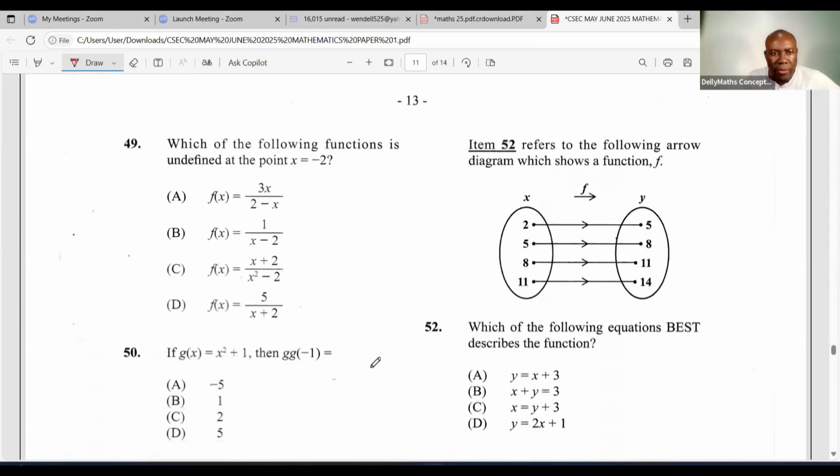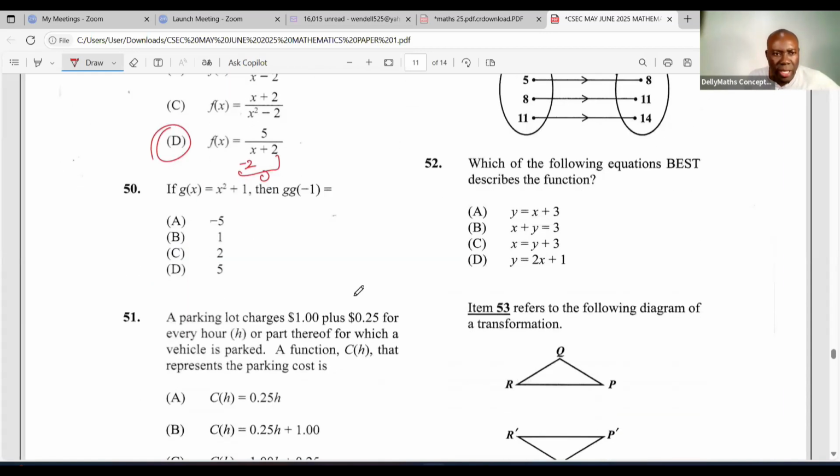Which of the following functions is undefined at x equal to -2? So which one of these will give you a 0 if you put -2 there, right? So this one. If I put -2 here, I'll get a 0 here, and I can't have a 0 on my denominator, all right? So that's what you're looking for.